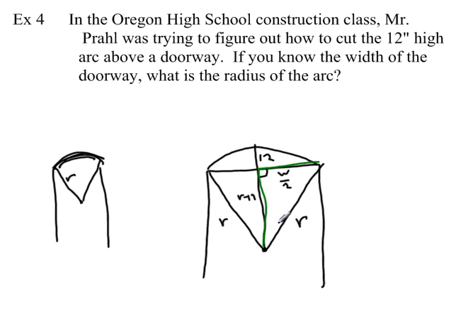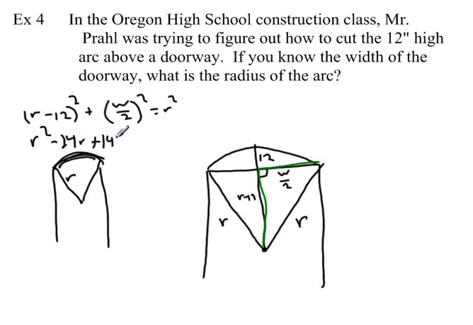So now, no trigonometry needed, but we can use the Pythagorean theorem with this right triangle here. We could say R minus 12, quantity squared, plus W over 2, quantity squared, equals R squared. Now, if you write this out twice and square that, you'll get R squared minus 24R plus 144. Squaring what's in this next set of parentheses, we can say plus W squared over 4 equals R squared. Now, one very convenient thing here is that we have an R squared on both sides of the equation.